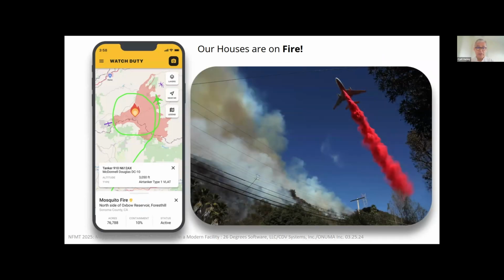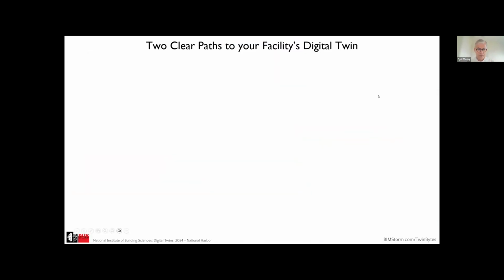But what was remarkable is that having a map that was easily accessible on your phone with data that's live was the key. So that's the perspective of what we're trying to do and incorporate into buildings. We want to describe the path to this idea of having a digital twin. And keep in mind, there are two paths that are possible.